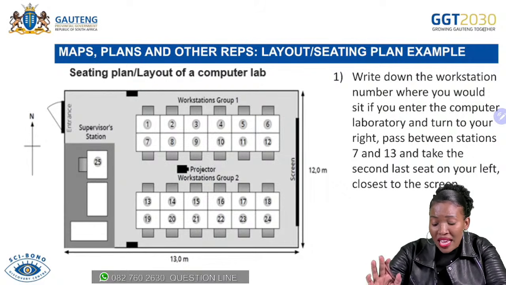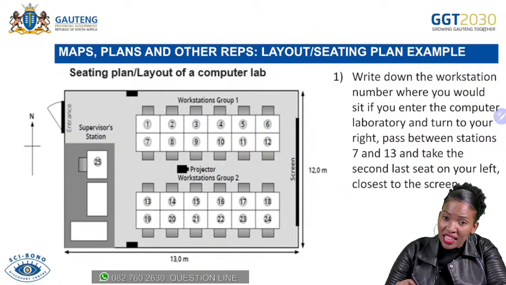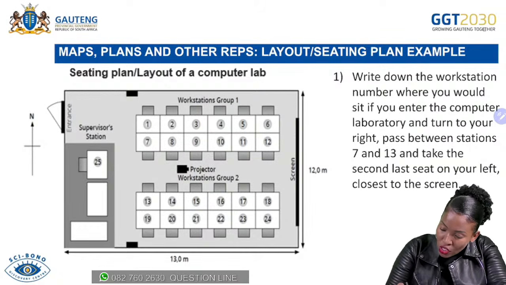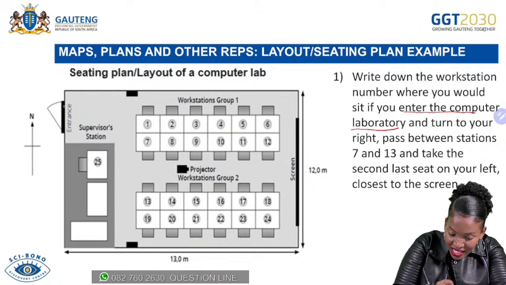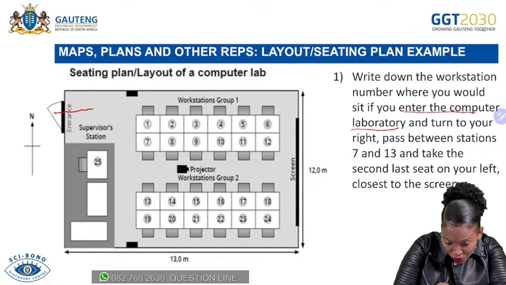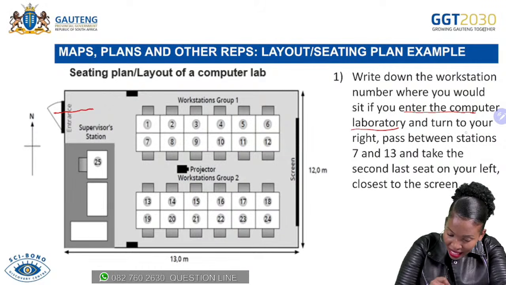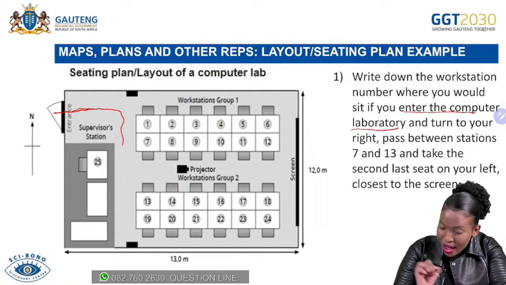I like to advise learners that if you get a question like this, you must use your highlighter. If you don't have a highlighter, even your blue pen will do. Let us follow the instruction. So write down the workstation number where you would sit if you enter the computer lab. So this is the entrance. This is you, you are entering the computer lab. And then turn to your right. So if you are entering, you are facing that side, this would be your right.